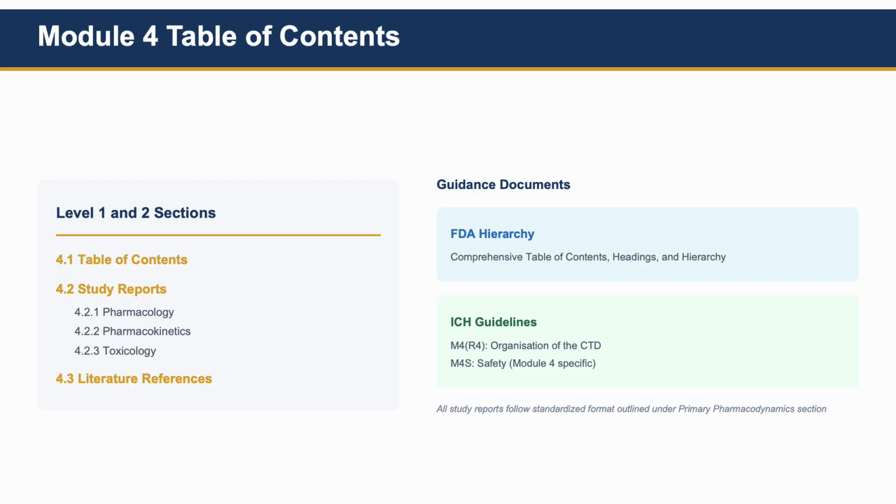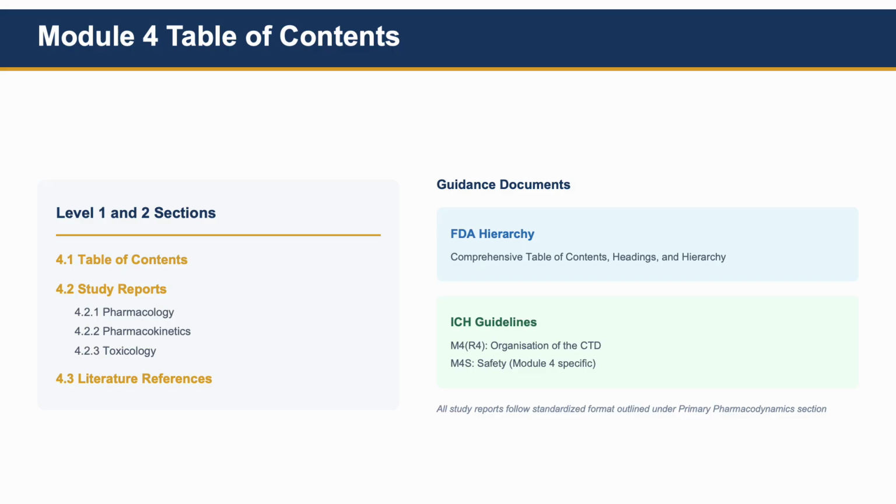The Module 4 table of contents follows a standardized hierarchy. At the first level, we have Section 4.1, which is the table of contents itself, Section 4.2 containing all study reports, and Section 4.3 for literature references. The study reports section is further divided into 4.2.1 pharmacology, 4.2.2 pharmacokinetics, and 4.2.3 toxicology.